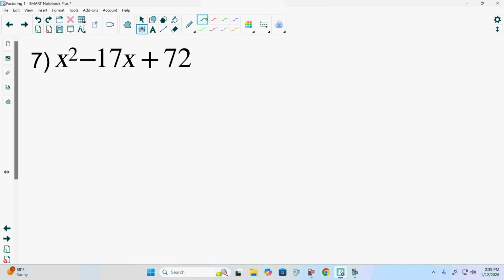x squared minus 17x plus 72. Is there a greatest common factor between these three terms? There's no greatest common factor. We'll move on to our two sets of parentheses with three spaces.